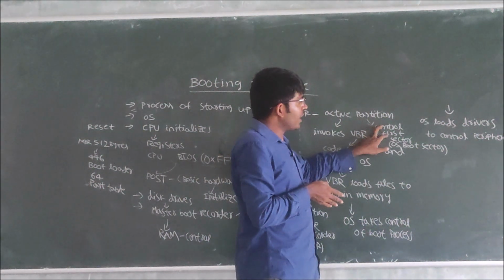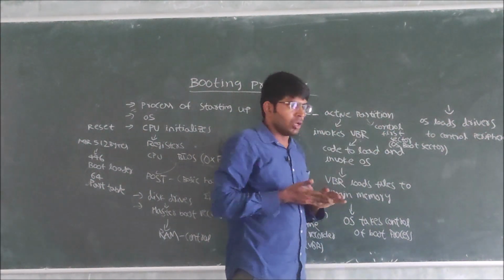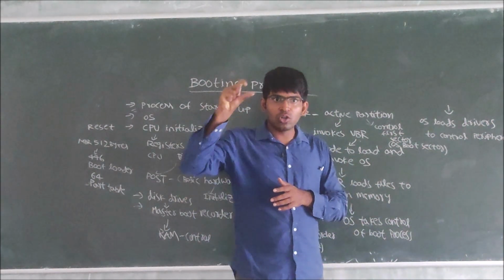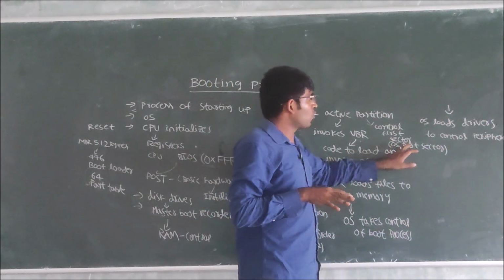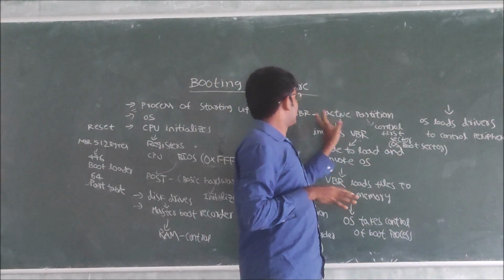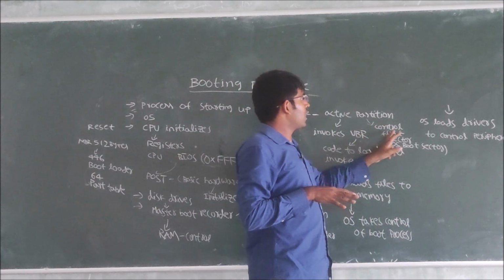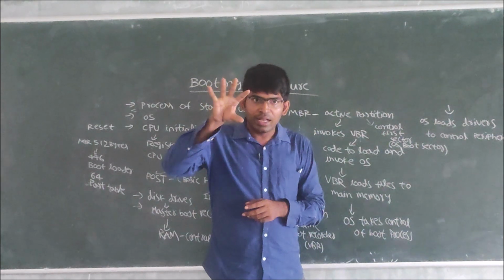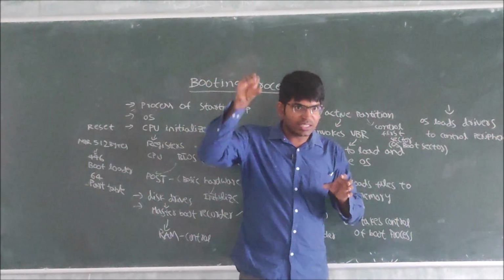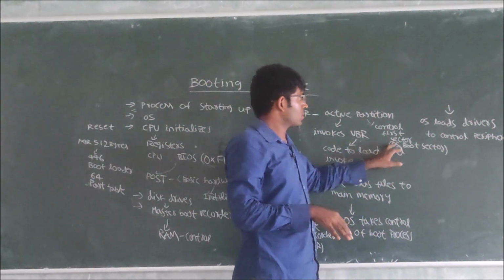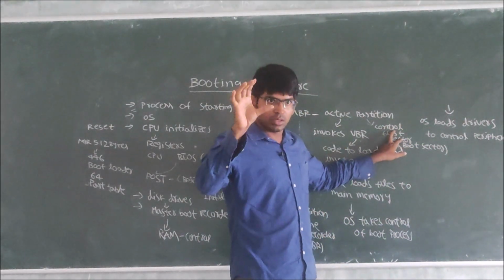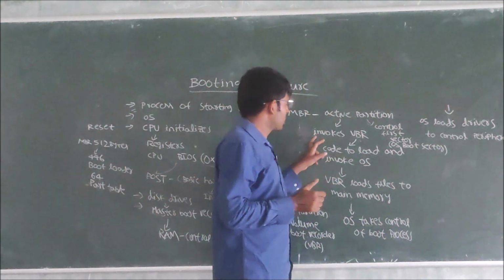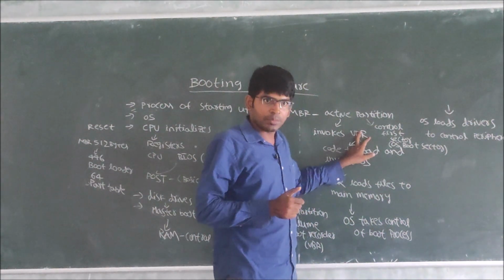It will be in the first sector. That first sector we call the OS boot sector. This active partition information will be in the first sector of the active partition. That is located in the C drive first sector, the OS boot sector. We discussed what a sector is and what a track is, we already discussed it. Now this will invoke the VBR.